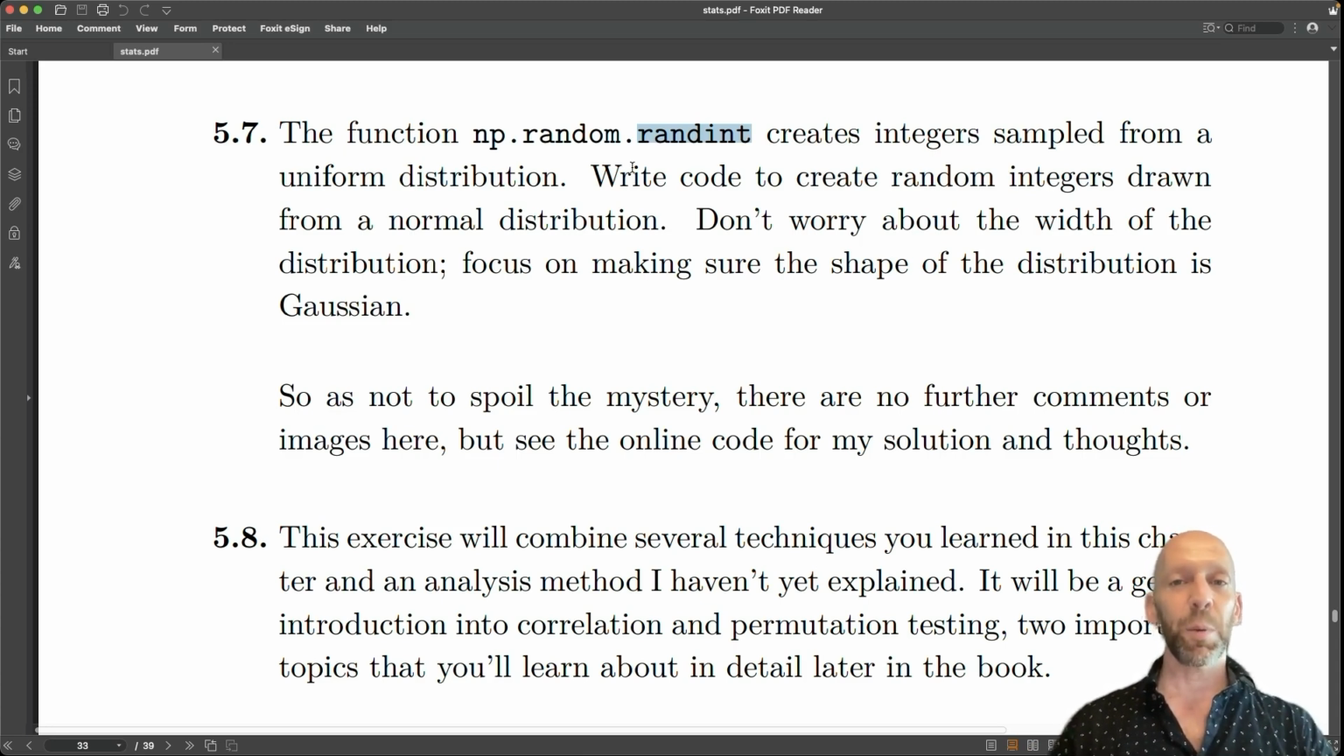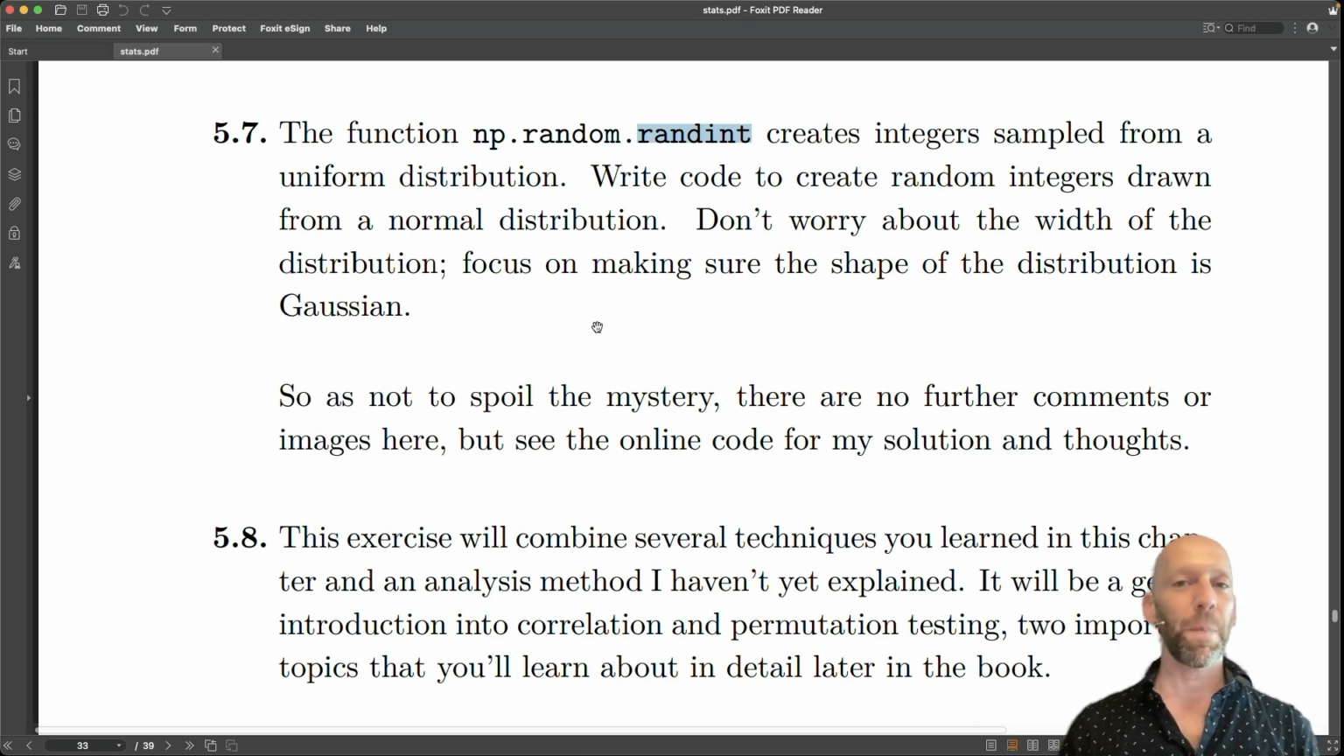On the other hand, if you want data generated from a normal distribution, you use the randn function, but you don't get integers, you get floating point numbers. So what do you do if you want to get integers drawn from a normal distribution? To my knowledge, as of this recording, there is no single Python function that will return random integers drawn from a normal distribution. So that is what you are going to do.